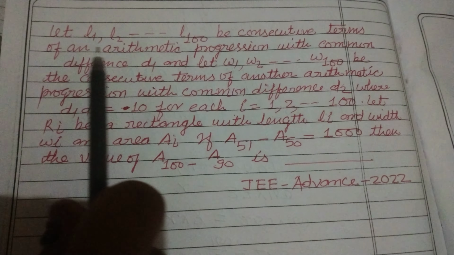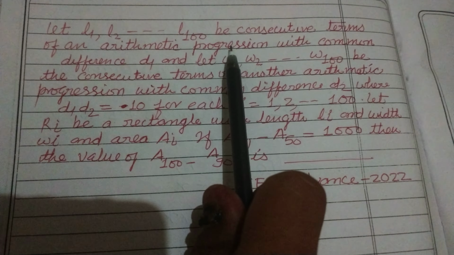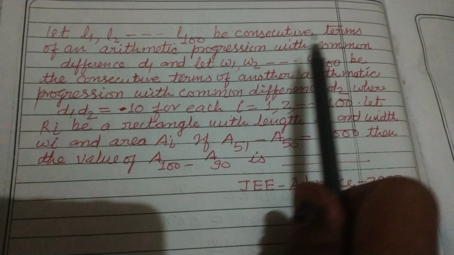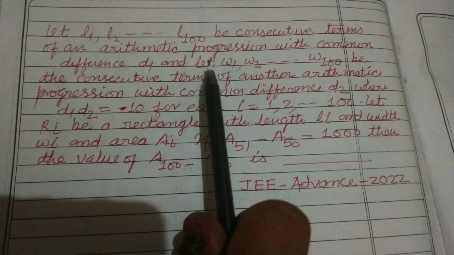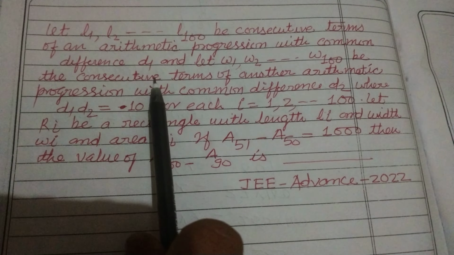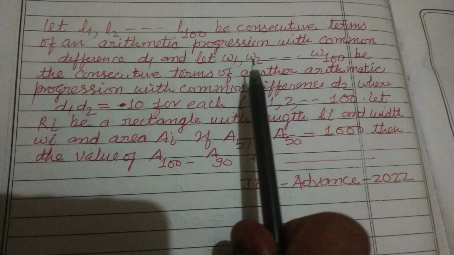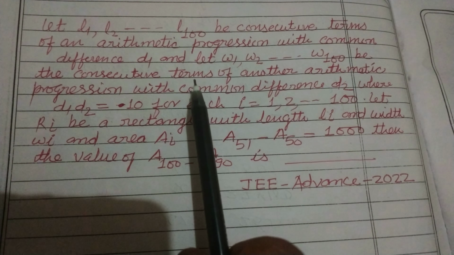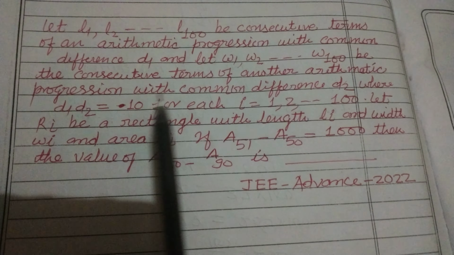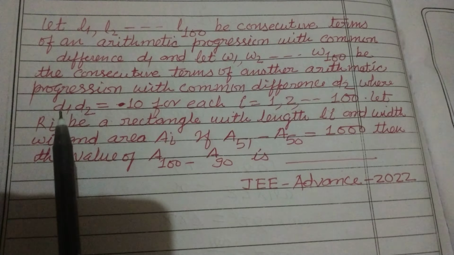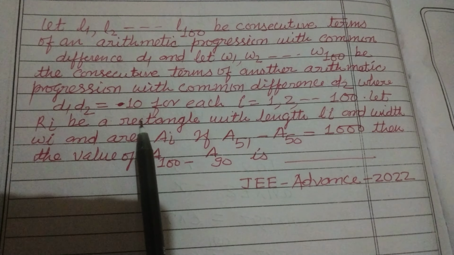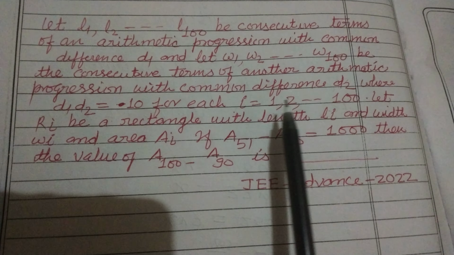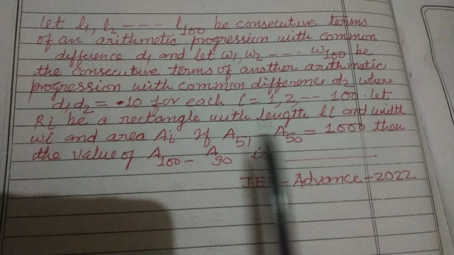The question says: let L1, L2 up to L100 be consecutive terms of an arithmetic progression with common difference D1, and let W1, W2 and so on up to W100 be the consecutive terms of another arithmetic progression with common difference D2, where D1 into D2 equals 10.